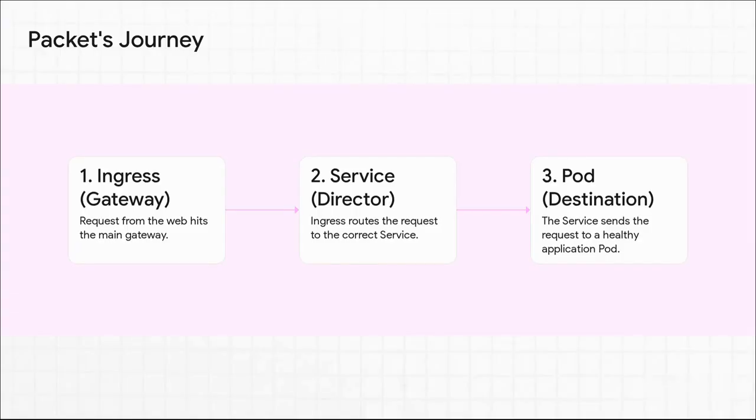A user's request from their browser first hits the ingress. The ingress is a smart gateway. It looks at the request, maybe it's for tacos.com, and knows, aha, that goes to the taco service. Then it routes it to our director, the taco counter. Finally, the service forwards that request to an actual, healthy taco-making pod. From the gateway, to the director, to the final destination.